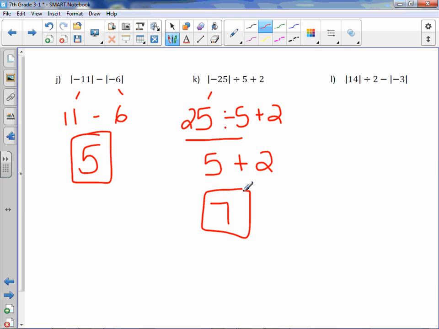Letter L. Take care of your absolute values first. 14. Bring down the divided by 2 minus, and then the absolute value of negative 3 is positive 3. Order of operations tells me to do the division before the subtraction. 14 divided by 2 is 7. Bring down the minus 3. And 7 minus 3 is 4.